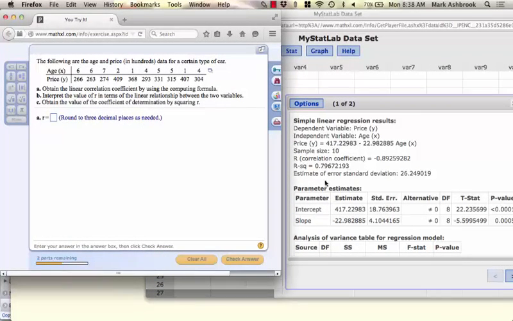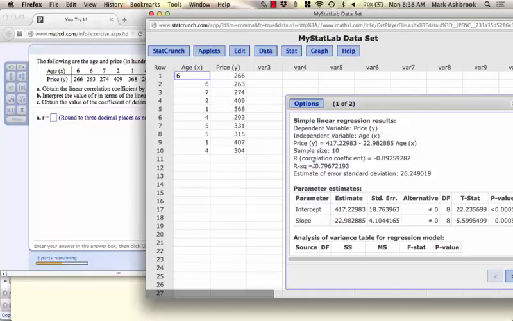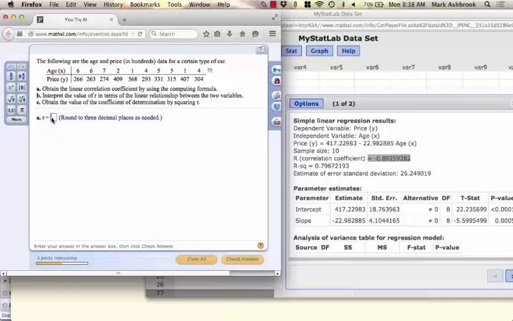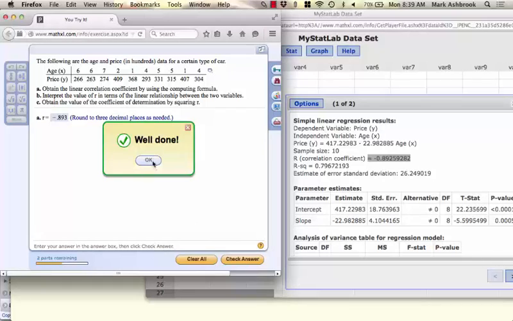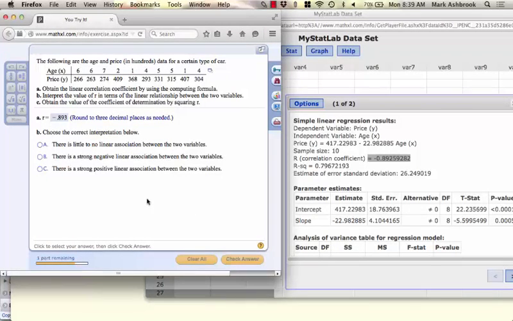So if you notice, we were looking at the R squared value, which was our SSR to SST ratio. But right above that is the R, the correlation coefficient. To 3 decimal places, it's -0.893. Okay? There is little or no linear association between the two variables. There's a strong negative linear association. There's a strong positive linear association. A, B, or C? B. Strong negative. Negative 0.89 is a strong negative linear association.